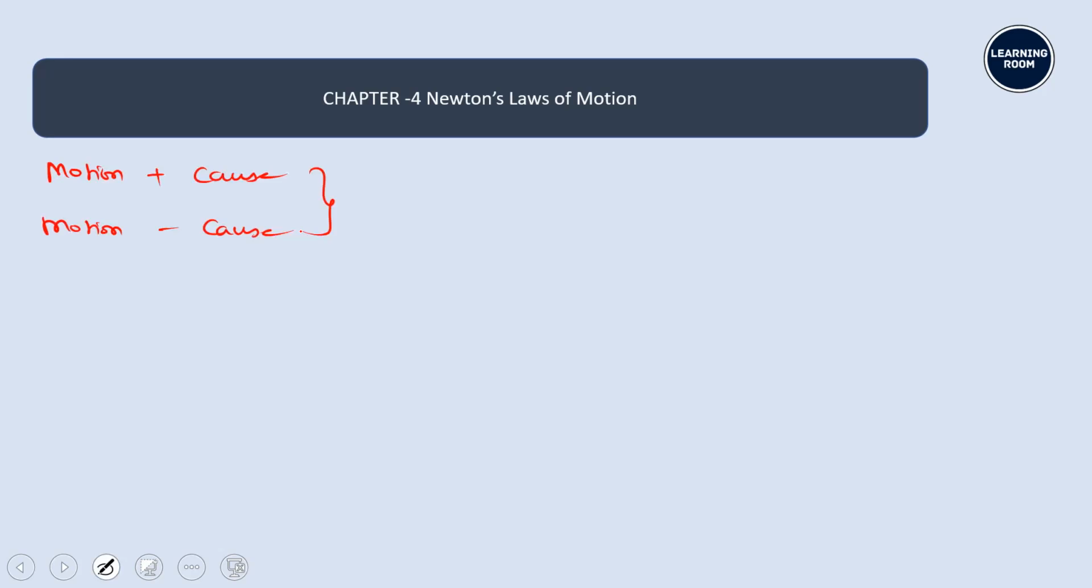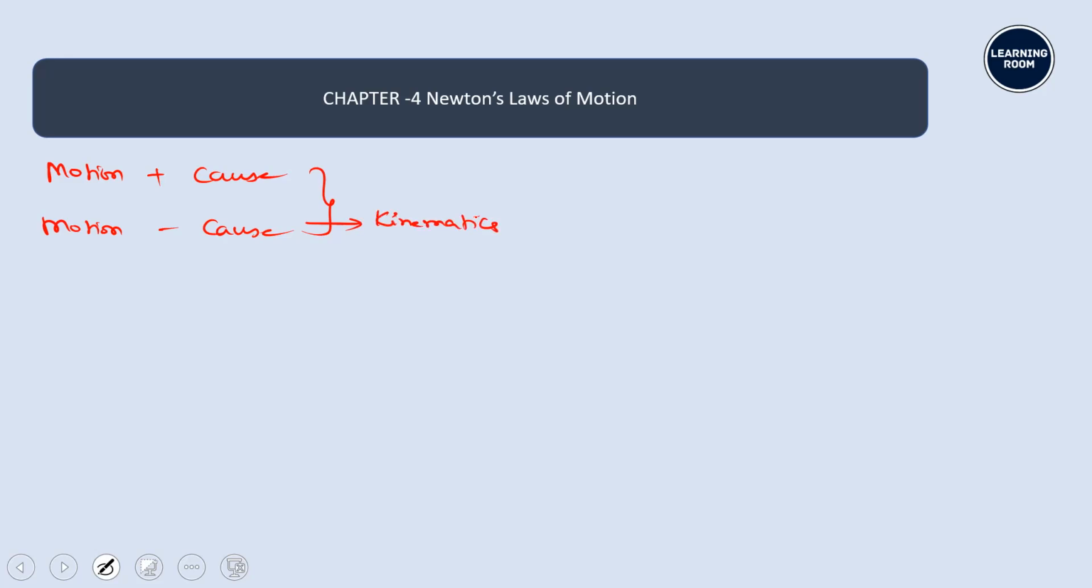If there is an object that is moving, then somebody should have moved it. You don't know who that somebody is. When they try to move it, they put in some effort, so we need to give a name to that effort in terms of physics. Motion without cause was what we discussed in the third and fourth chapters, and that branch of physics was classified as kinematics.